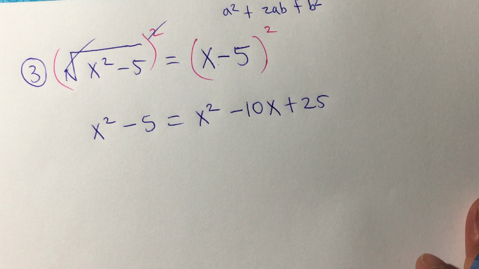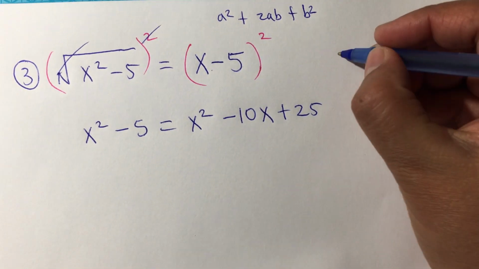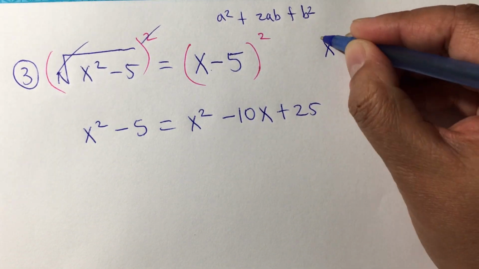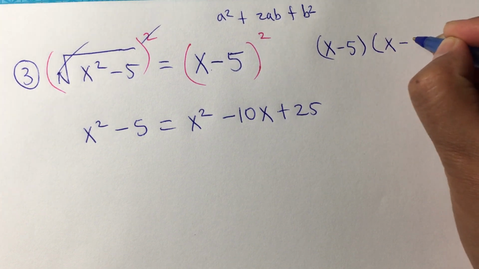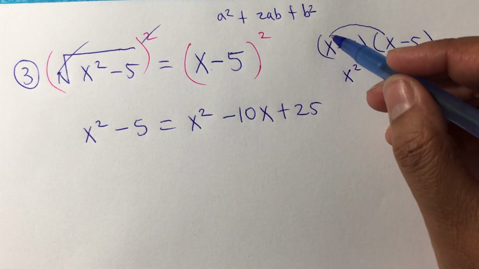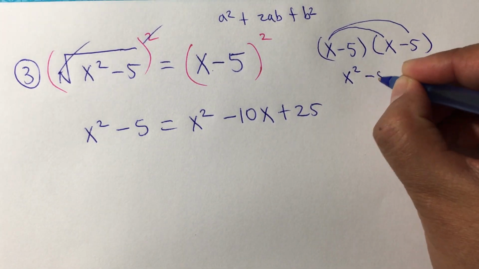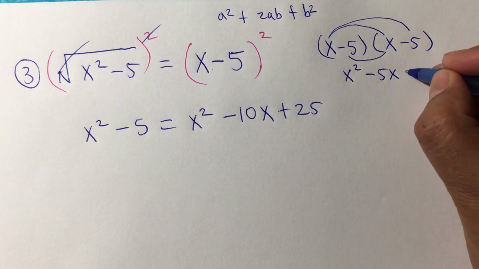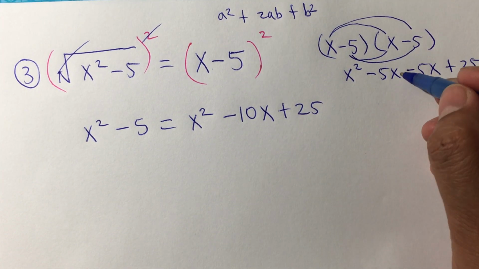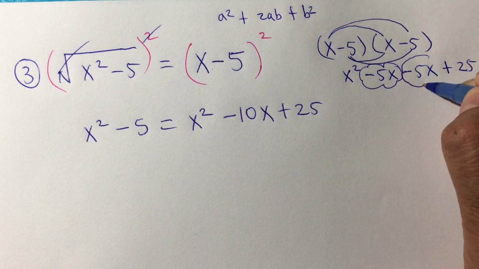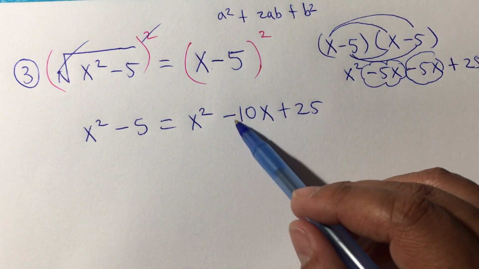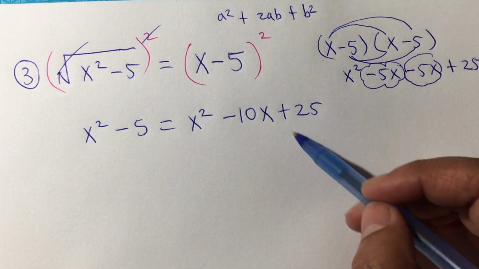But if you get confused with that, what you can do is just do FOIL. When you have x minus 5 squared, it just means multiply that times itself 2 times. And so you do FOIL. First is x times x, which is x squared. X times negative 5 is negative 5x. Negative 5 times x is negative 5x. And negative 5 times negative 5 is positive 25. And when you combine like terms, you get x squared, which is right here. Negative 5x plus negative 5x is the negative 10x, and positive 25 is right there.